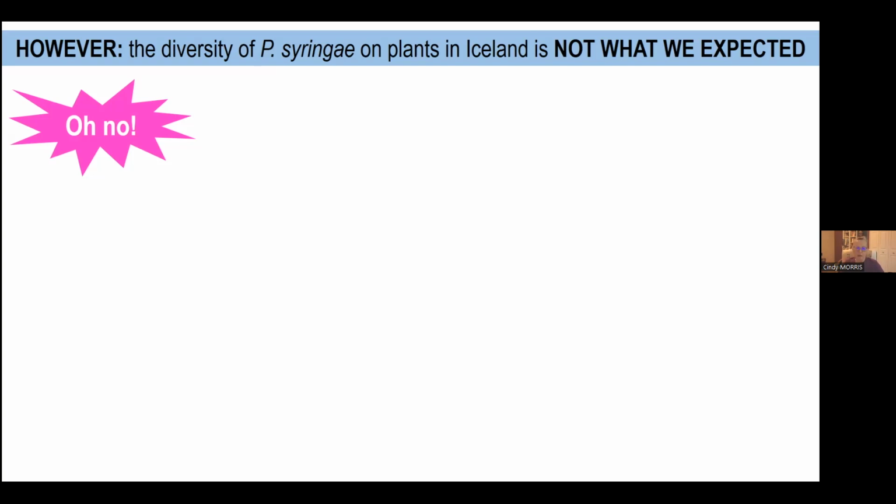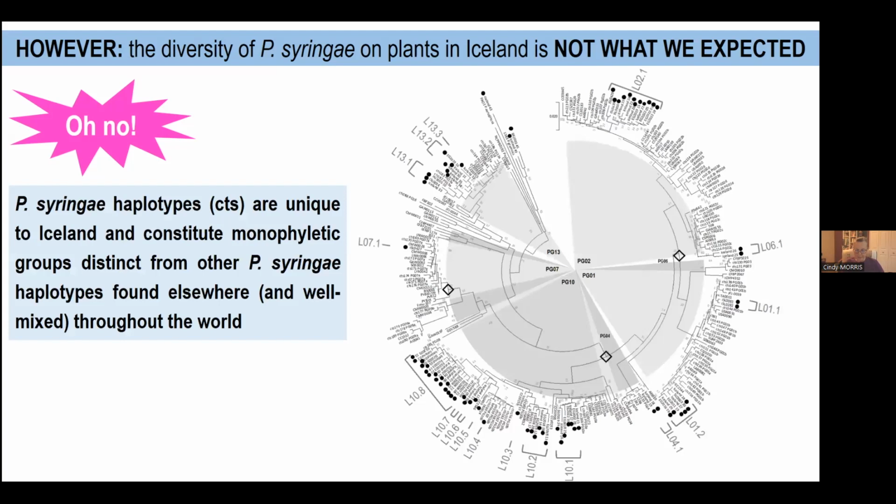I was shocked. There's not one haplotype that we found in Iceland that we found anywhere else in the world. And we have a database of like 900 strains, 900 haplotypes. So the Pseudomonas syringae haplotypes, CTS haplotypes, so we're talking about 388 base pairs, all right, are unique to Iceland. And furthermore, they make monophyletic groups. It's not just like here and there. They're branched off, all right? And they're distinct. Whereas I showed you, there's haplotypes that we find all over the world, elsewhere. But these haplotypes, they weren't like anything else we saw.